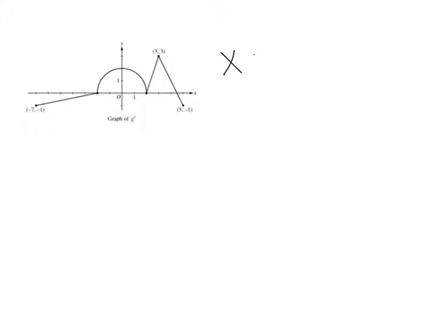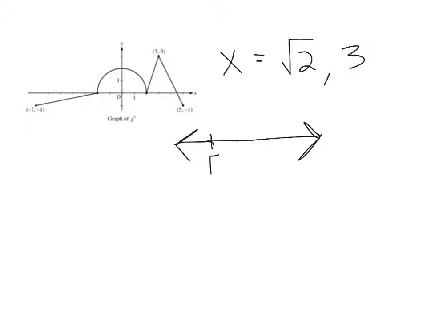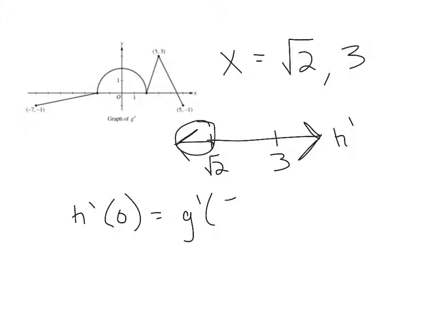Alright, so since we found that our critical numbers were x equals radical 2 and 3, I'm going to make a little number line to find where it's increasing and decreasing. This is the graph of h prime, mind you. Radical 2, 3, h prime. So we'll do h prime of 0. That's less than radical 2. So remember that h prime of x is equal to g prime of x minus x. So g prime of 0 minus 0, that's equal to 2, because you see right here. So that's positive.